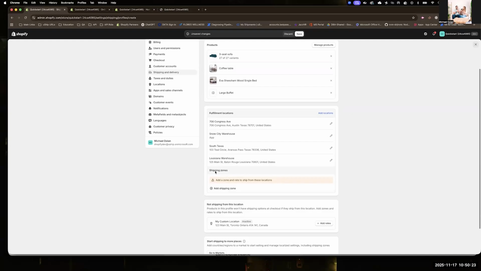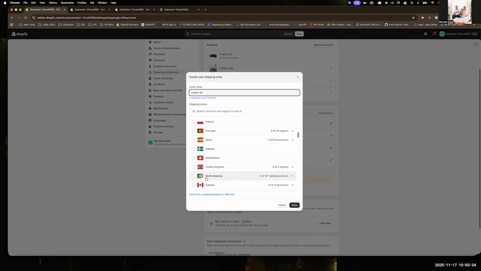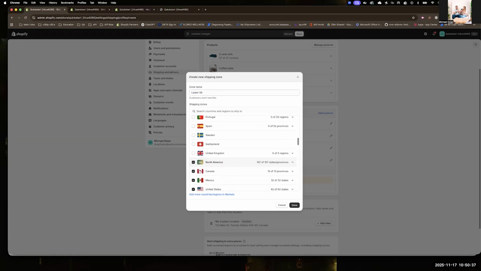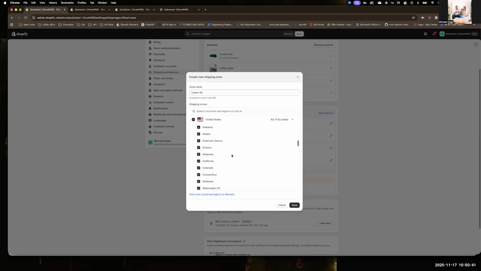You also have to add a shipping zone. So typically, the shipping zone is going to be the lower 48 plus Washington, D.C. So what that means is you're going to see the option to select all of the United States. There will be 62 states because this includes all of the territories that are also in the United States.